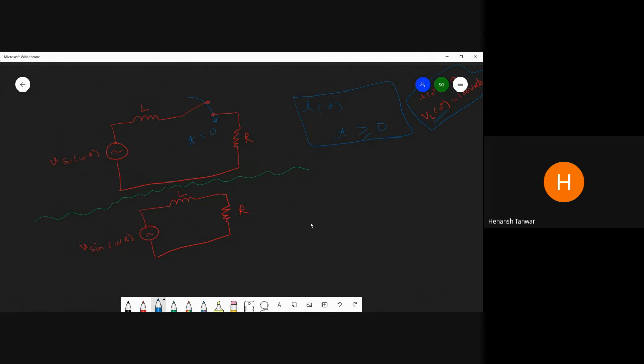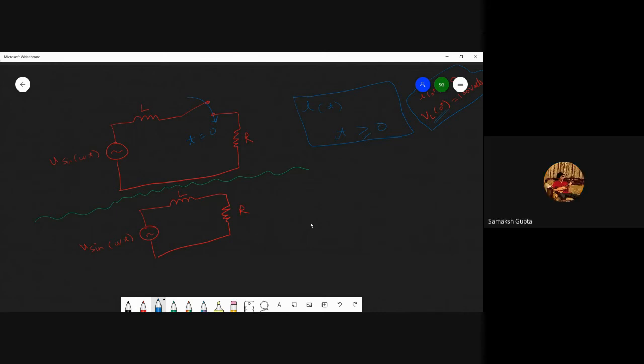Initial conditions will be different, so the values of the constants will be different. This is an AC circuit right now. We will not be forming that second order differential equation which we did in the DC case.